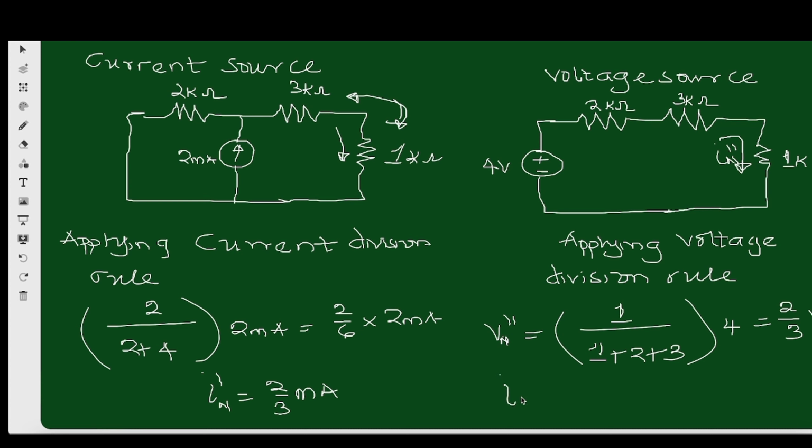So if I want to get IN prime prime, that's Ohm's law, right? Ohm's law states that we have Vn prime prime over 1 kilo ohm. So what does that give me? That gives 2 over 3 divided by 1000. So that's 2 over 3 milliamperes.